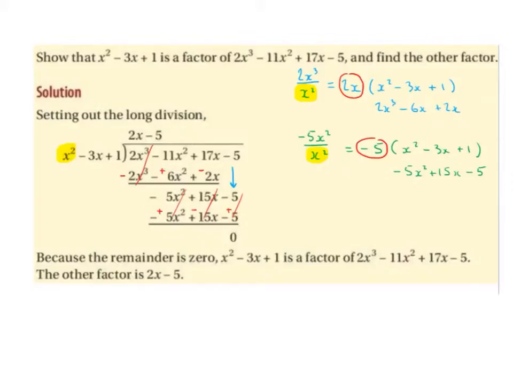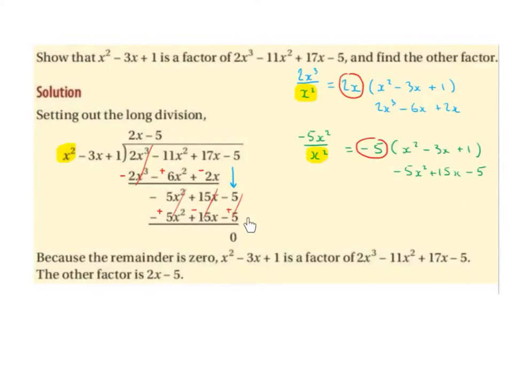We take the highest power of x under the bus stop, which is minus 5x squared, and divide it by the x squared, and we end up getting minus 5. We then write the minus 5 on top of the bus stop, that's the other part of our factor, and multiply it by what's in front of the bus stop. So minus 5 by x squared is minus 5x squared. Minus 5 by minus 3x is plus 15x. Minus 5 by 1 is minus 5.